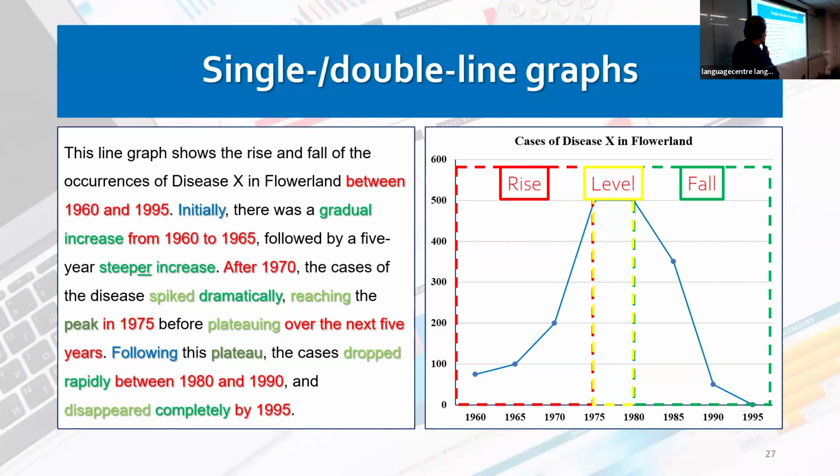Again, you can see the language of comparison here: gradual increase, steeper increase, dramatically, rapidly, completely. Other than nouns, verbs, or adjectives that I've shown you, we can also use adverbs. By adverbs, I mean words ending in ly, like dramatically or completely, to show the degree of change.